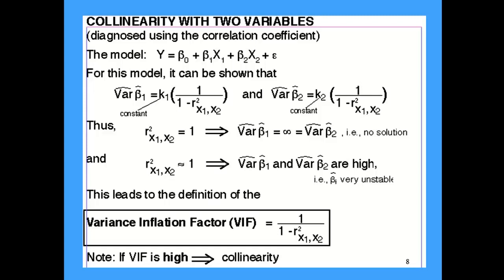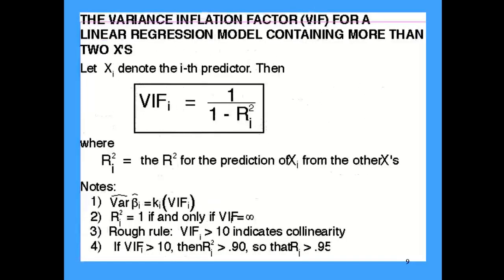What if you have a linear regression involving several variables? The variance inflation factor for a linear regression containing more than two x's can be written like this: 1 over 1 minus r sub I squared, where r sub I squared is the R square for predicting one of the x's from the rest of the x's. In other words, let's say you had a model with 10 x's in it, and you fit that linear regression model.